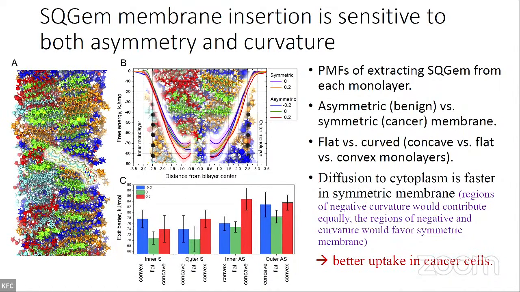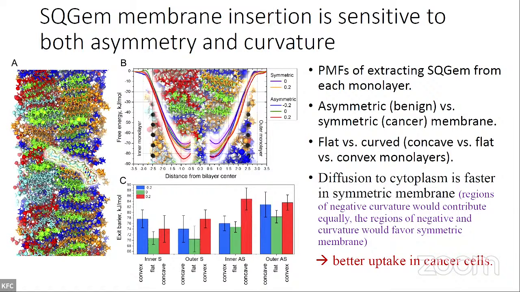So first of all, if you compare asymmetric, which is normal cells, with symmetric cancer cells, you see that in the cancer cells the barrier for exiting the membrane is lower, which means that diffusion to the cytoplasm is actually faster than in the asymmetric normal membrane, and this may explain the higher uptake of the drug.